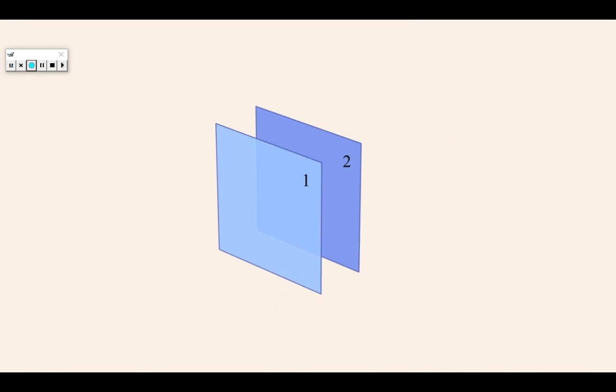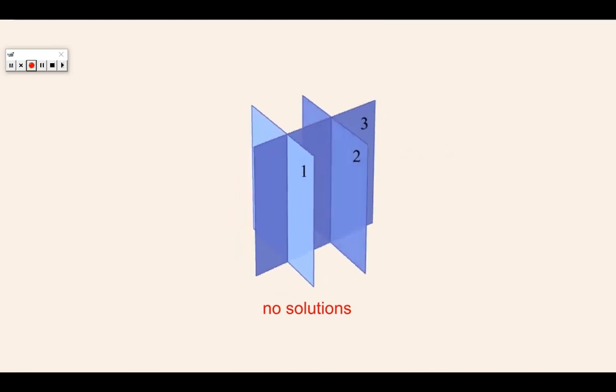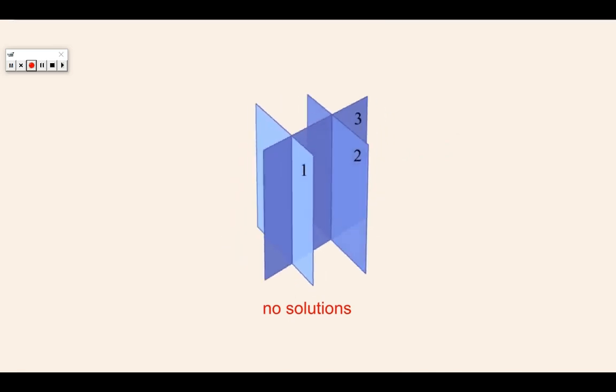The third plane can be distinct and parallel to the other two, identical to one of the other two, or not parallel to either of the other planes, thus intersecting both planes. Regardless of the orientation of the third plane, since there are no points in common to all three planes, the system has no solutions.